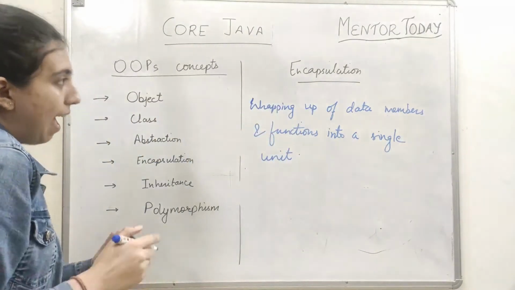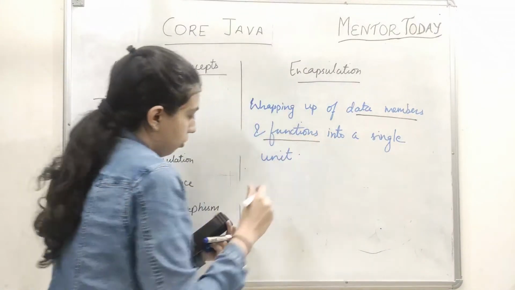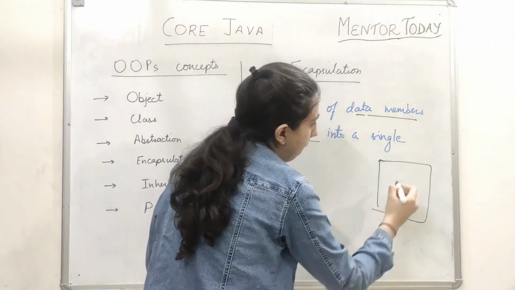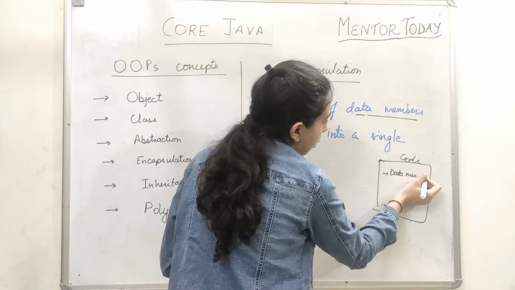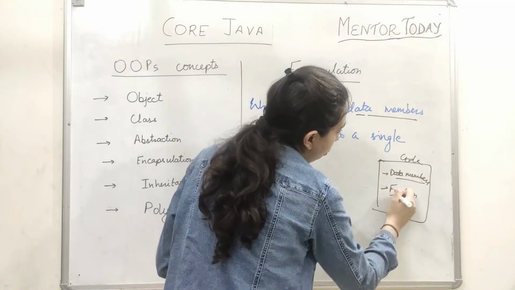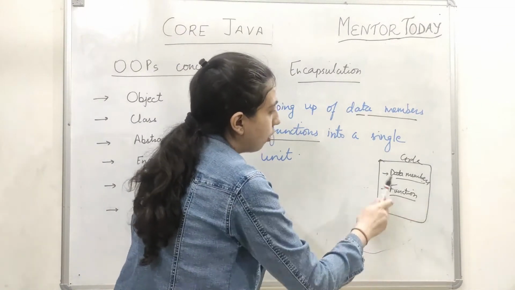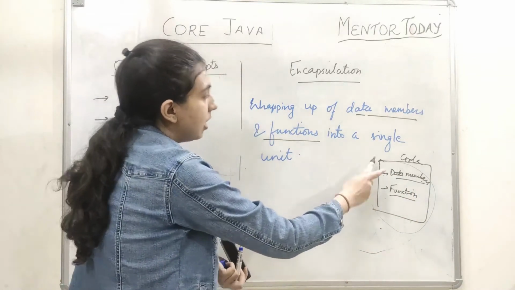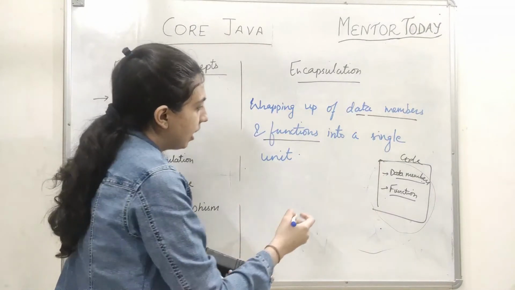Now our program has two things. I've mentioned them: one is data members and one is functions. Data members and functions are wrapped into a single code. I'll go into the details of what these are later when we write our program. So whenever we are putting our code, we have data members and functions wrapped into a single unit. This concept, this phenomenon, is called encapsulation. This is basically encapsulating into a single unit.